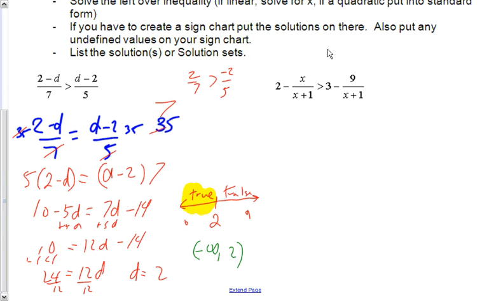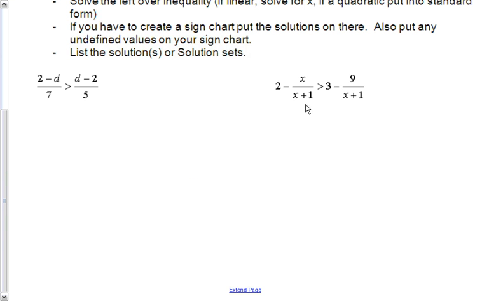As you can see, our final answer is x, or d in this case, is going to equal this interval. Now, let's take a look at the next one. I'm going to clear this up. Well, first things first, when is this undefined?